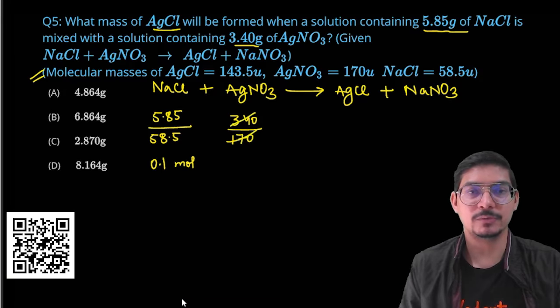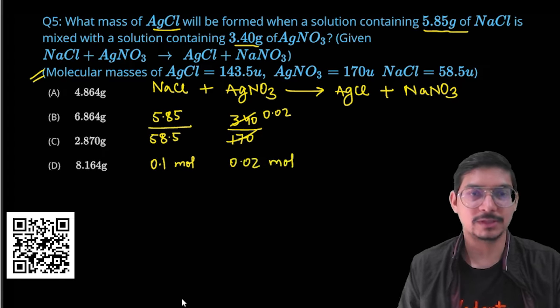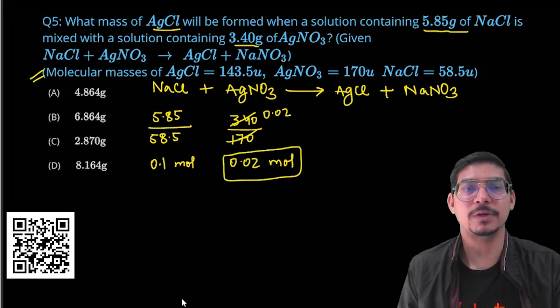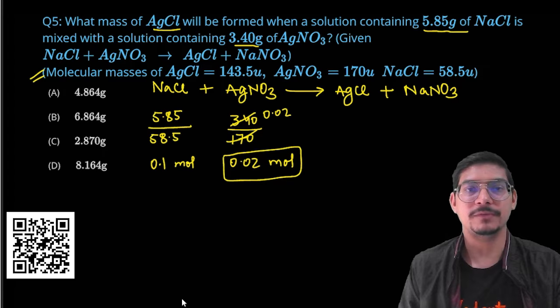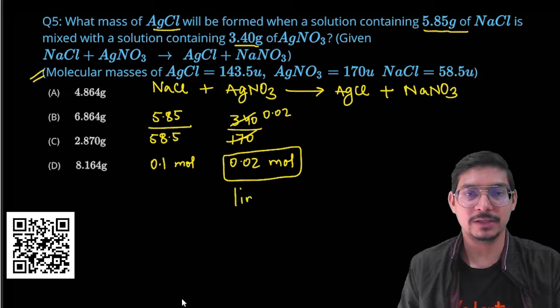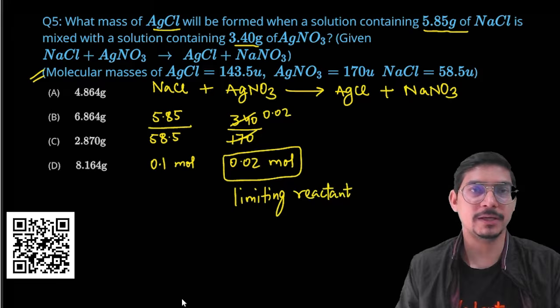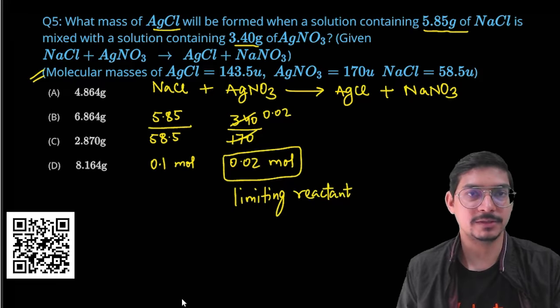So this comes out to be 0.02 mole. Now, because they are reacting in equimolar proportions, we can clearly see that silver nitrate is the limiting reactant here, because for 0.1 mole of NaCl, we need 0.1 mole of silver nitrate as well for the reaction to go to completion. But we have only 0.02 mole of silver nitrate, which means that silver nitrate is the limiting reactant here. So the mass of product formed would be determined by how much limiting reactant is present in the system.